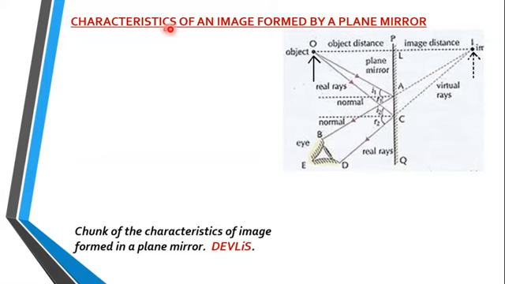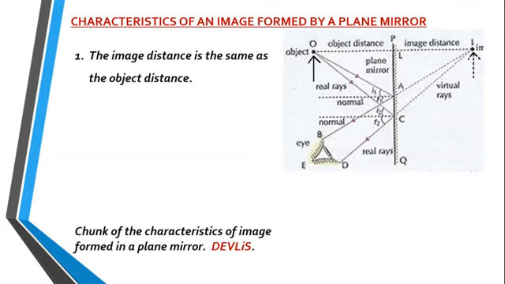And that's the focus of the subtopic: characteristics of an image formed by a plane mirror. What are the characteristics? Let's take them one after the other. One, we're saying that the image distance is the same as the object distance.